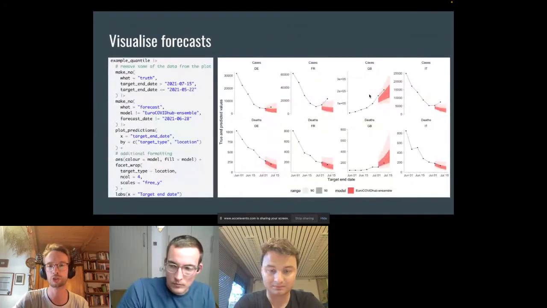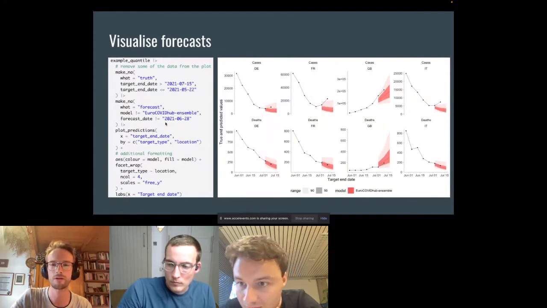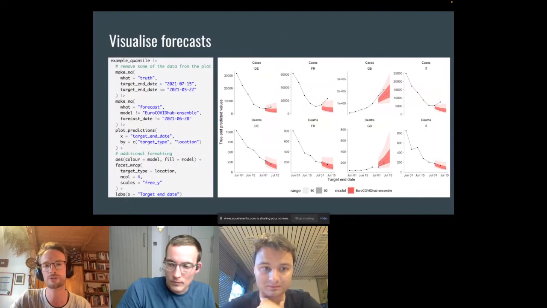You might want to visualize forecasts, for example. There's also functionality for that, which is really nice and convenient, and is currently used in the evaluations for the European COVID-19 forecast hub.